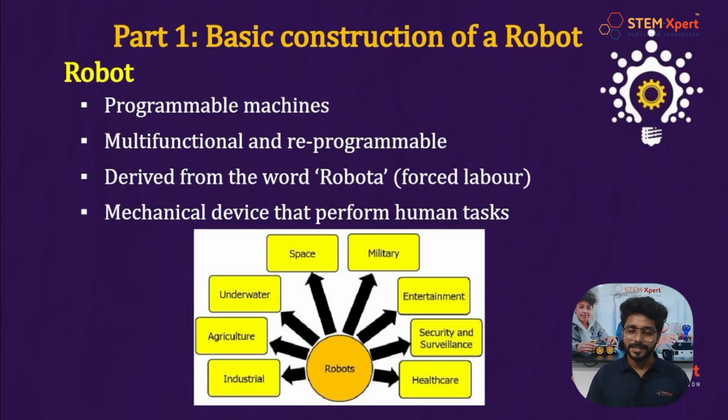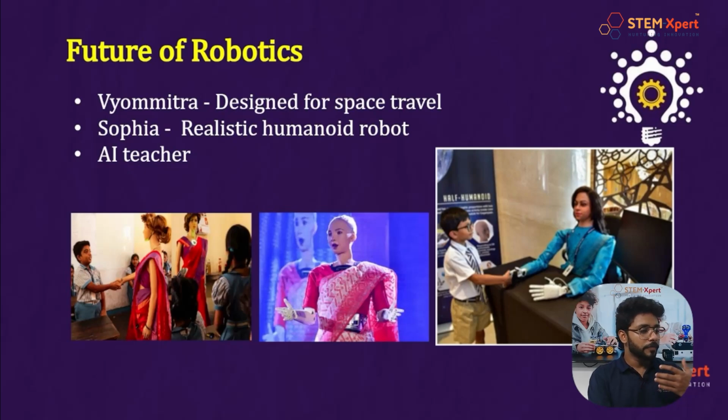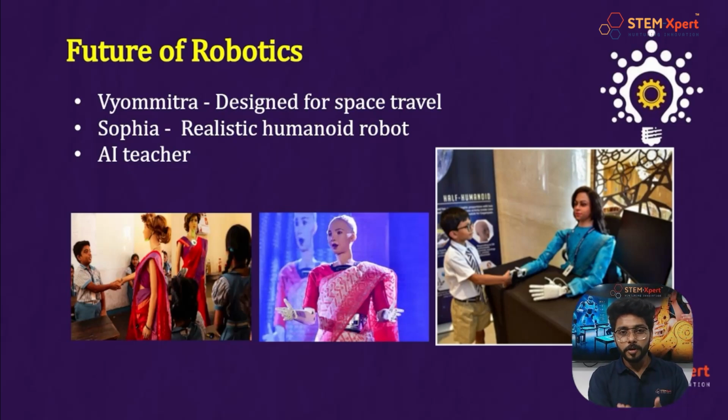Understand? Yes. So now when we are talking about the future of robotics, there you can see Vyomitra, Sophia, these AI teachers in our schools. Vyomitra is a robot which is designed by ISRO. Vyomitra is a semi-humanoid robot which is used for helping the astronauts. Basically it can provide information related to space and the machineries used in the spacecraft. And also it can provide communication between the people on Earth and in space.